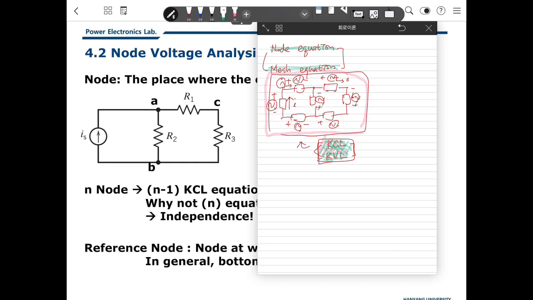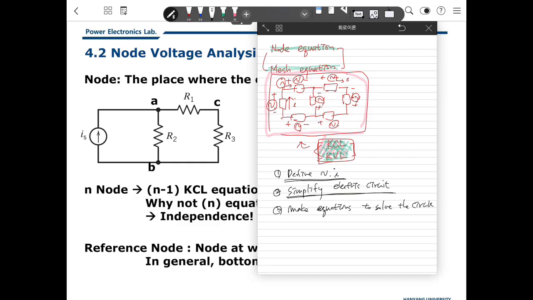I already told you how to solve a circuit. The first step: define the voltage and current of each element. Second, simplify the electric circuit. And third, make equations to solve the circuit. That's simple. And the second step is also simple.